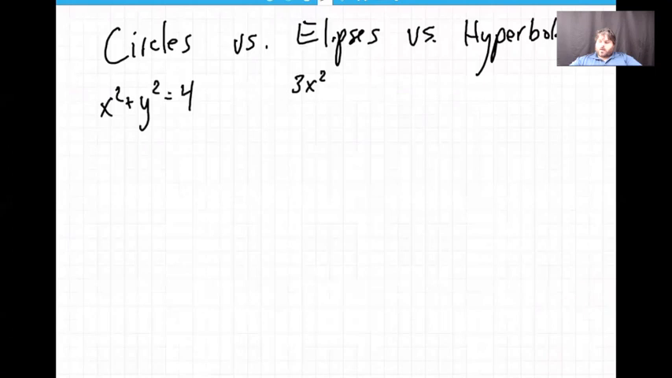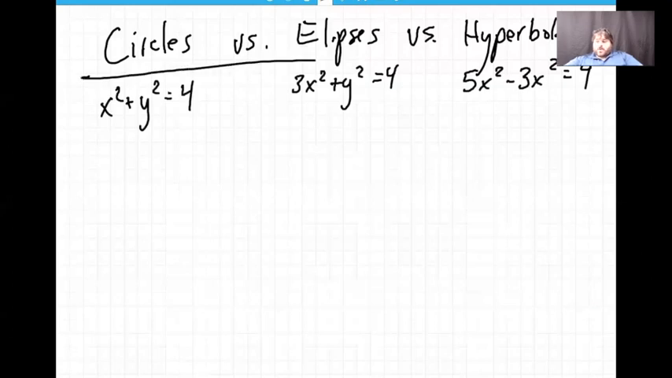3x squared plus y squared equals 4. Okay, now a hyperbola would say 5x squared minus 3y squared equals 4. This is one way you can see them. There's lots of different ways to write these, but I just want you to see a couple different ones.